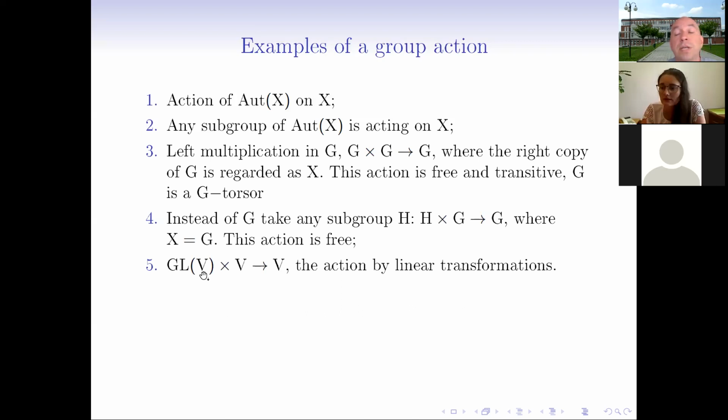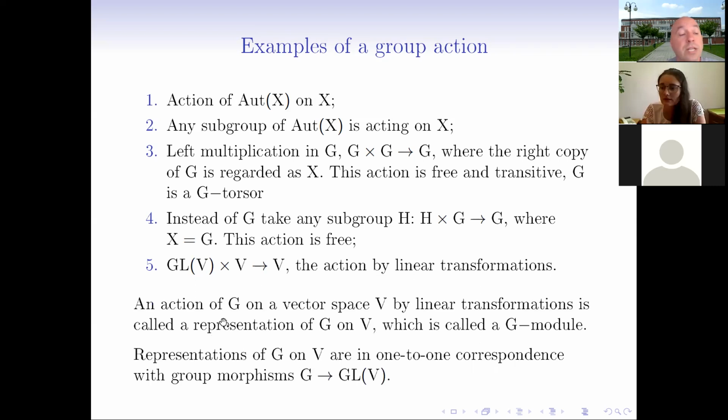Consider an action of the group of invertible linear transformations on V in a natural way. So there's an action by linear transformations, and this is again an action. But this action preserves the structure on V, the structure of a vector space. So it's a very particular kind of action, and we'll be interested in these kinds of actions. So an action of G on a vector space V capital by linear transformations is called a representation of G on V. And then V is called a G-module. Representations of G on V are in one-to-one correspondence with group morphisms from G capital to GL(V).